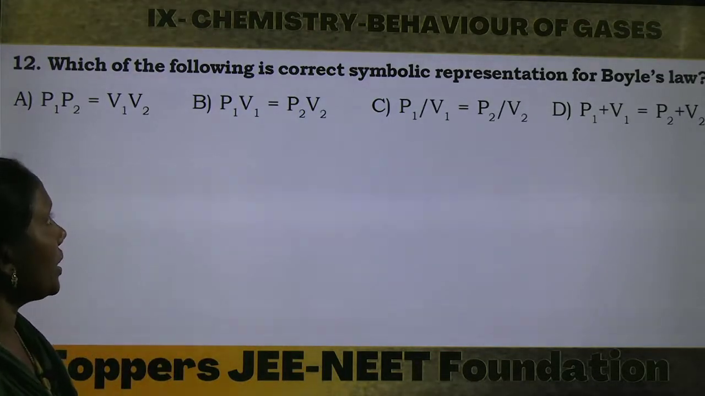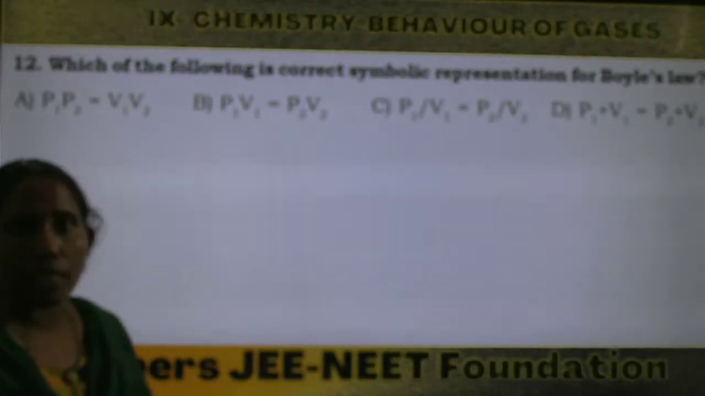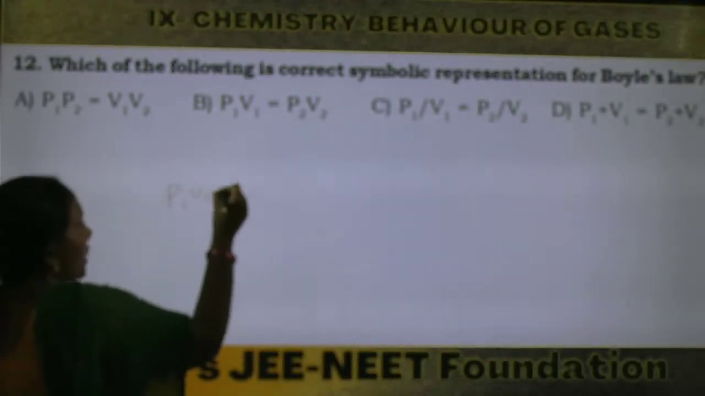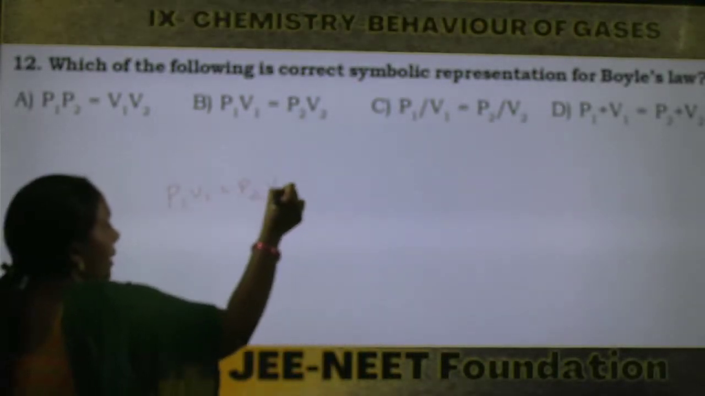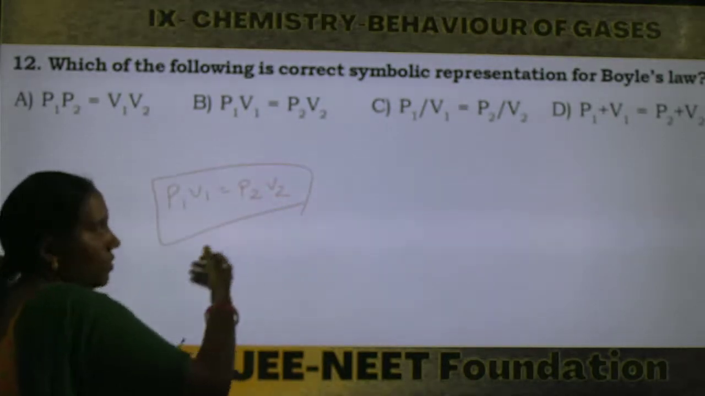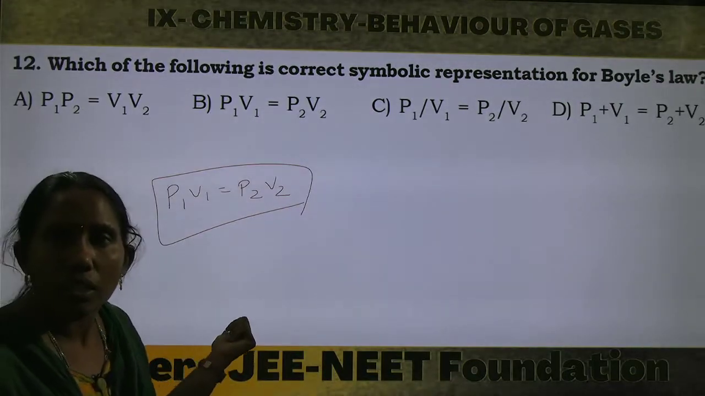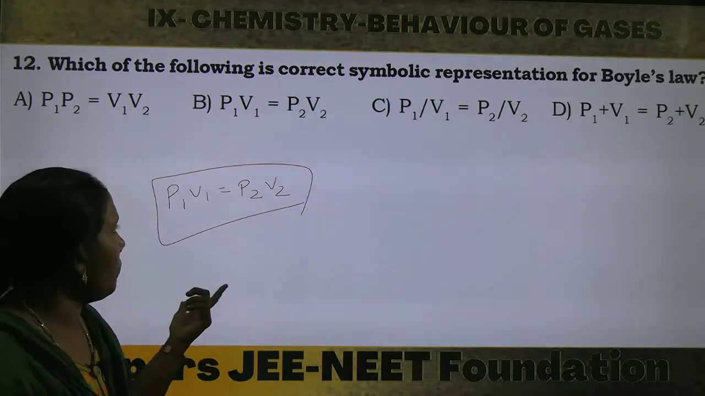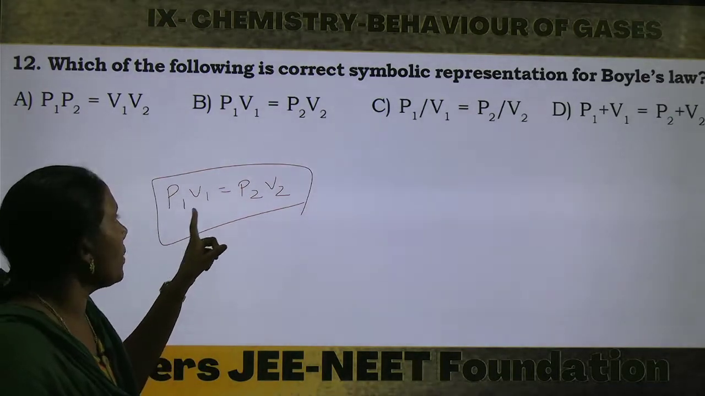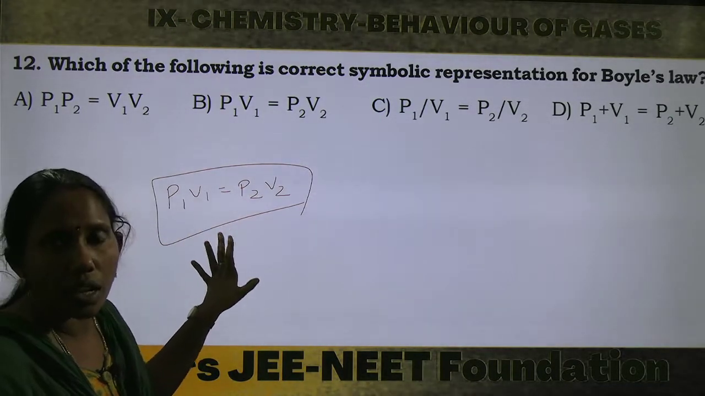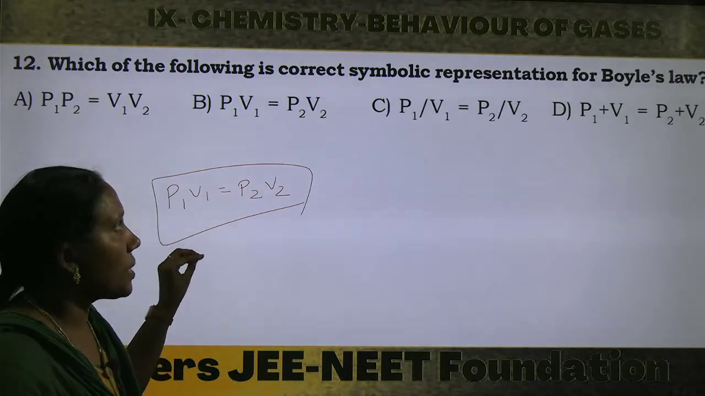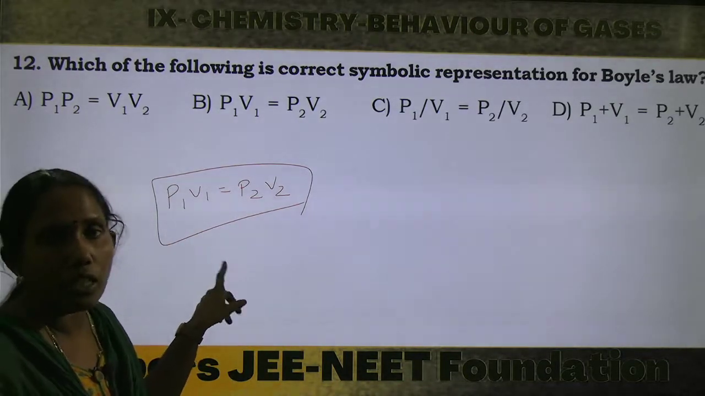Which of the following is the correct symbolic representation of Boyle's law? Just now we discussed Boyle's law. Boyle's law is nothing but P1 V1 equal to P2 V2. I am writing the formula directly because in the previous question I explained Boyle's law. PV equal to constant, then P1 V1 equal to P2 V2. This is the correct mathematical expression for Boyle's law.